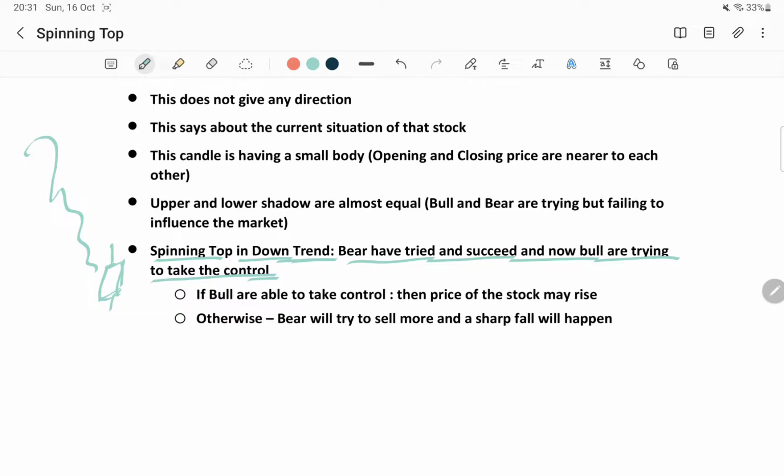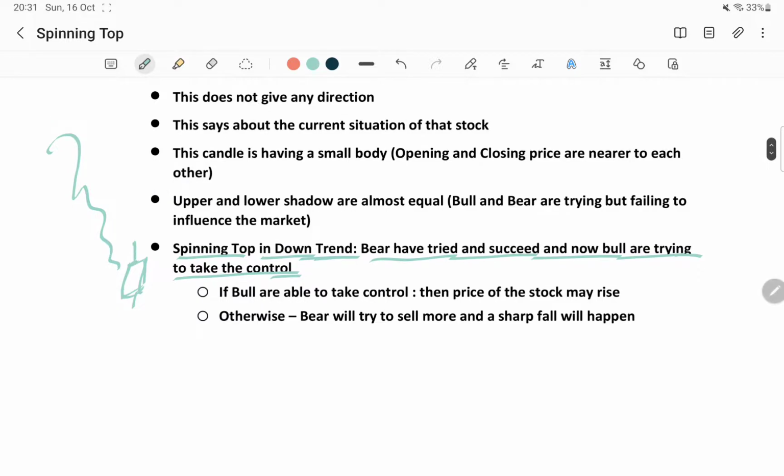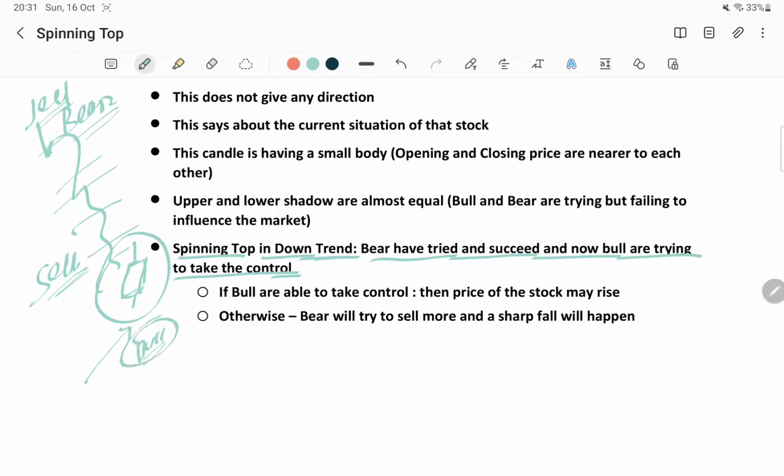What is the meaning of that? As shown in this particular chart, the bear started selling the stock heavily. They are selling at all the price points. After that, at this position, the bull are trying to take the market up. Due to that, a spinning top gets generated. We'll discuss this later because I have a chart where I can show you all these things.